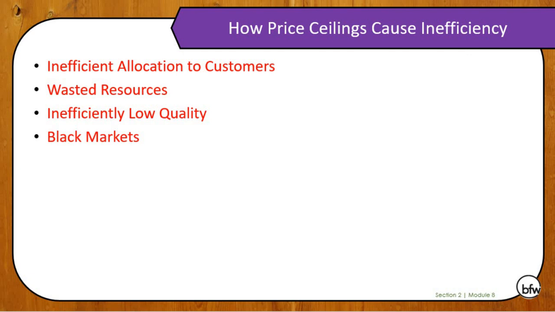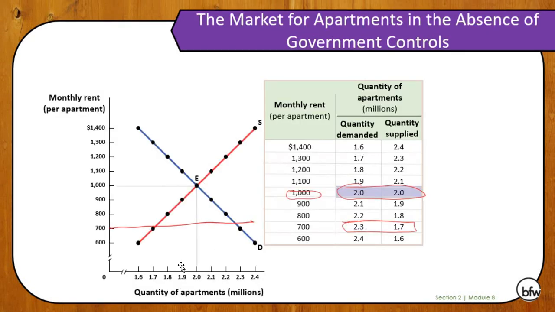Black markets. So let's say that there's a price ceiling here. We'll go back up here and explain it. So let's say you're renting a rent-controlled apartment. You're paying $700 a month for it, but you want to move out of the city. Well, you don't really want to give up your rent-controlled apartment for free.